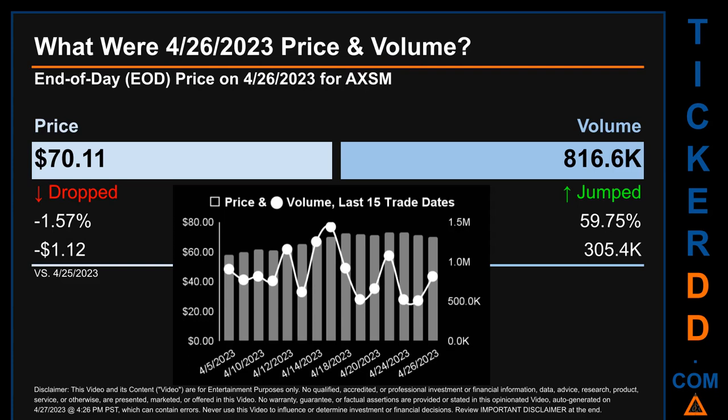The graph shows price and volume for the last 15 trade dates. Across a range of $14.91, the max and minimum end-of-day price were respectively 73.32 and 58.41. Volume saw a range of 930.5 thousand, from a day low of 511.2 thousand to a day high of 1.4 million.